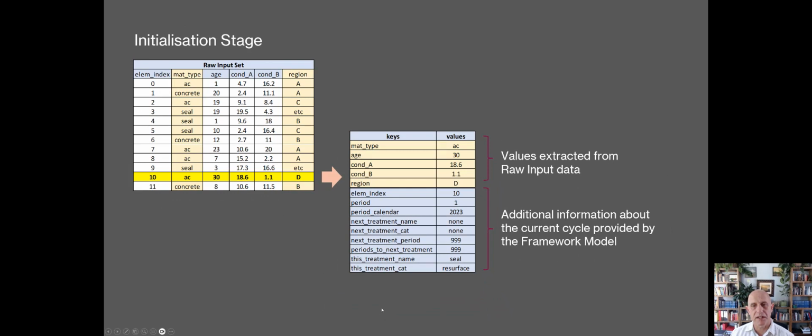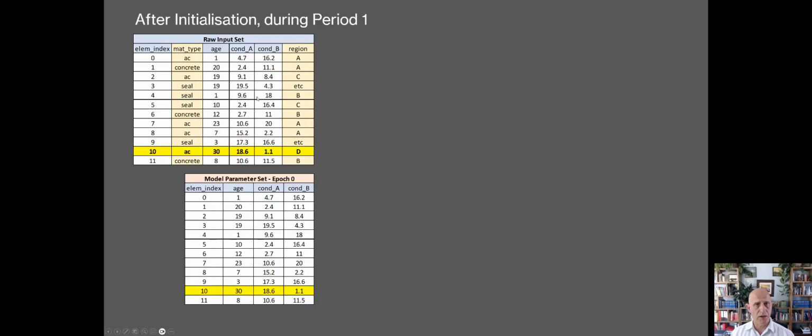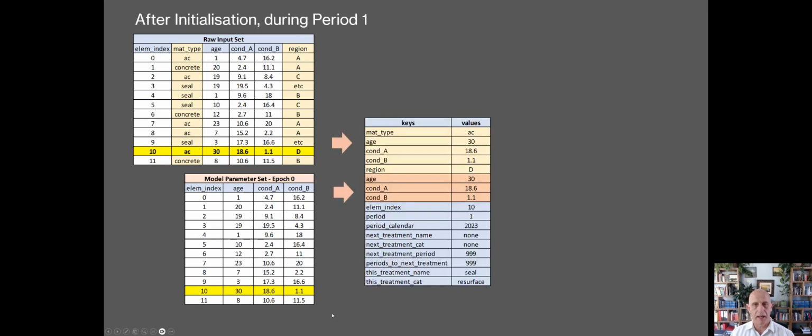So let's look at the next stage of the model, where the model needs to make decisions after it's already got some model parameters. So here I'm in period 1. I've already initialized my model. I still have my raw input set, and I now have my model parameter set at epoch 0. So these are the starting model parameter values. And for both of these sets, I am interested in element index 10, right? And if I extract those values and transpose them, that will give me this key value dictionary. So this is essentially the same as the previous one.